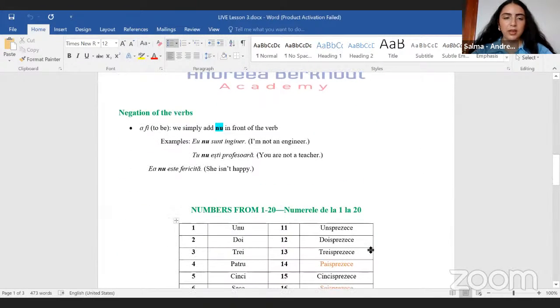Okay. Now we are going to discuss a little bit about the negation of the verbs, which is actually really easy in Romanian. For example, if we talk about the verb to be, a fi, we simply add nu in front of the verb. Nu means no in Romanian. For example, eu nu sunt inginer, I'm not an engineer. Tu nu ești profesoară, you are not a teacher. Or ea nu este fericită, she isn't happy. So we simply add nu, and that's how we negate the verb.